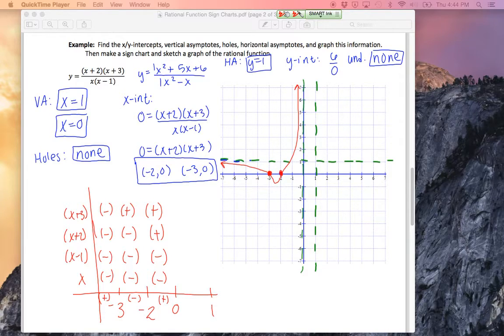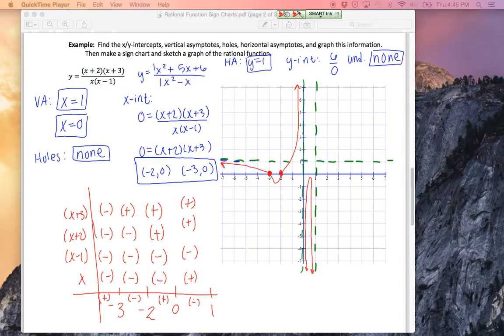Now between 0 and 1, if I use a half, a half plus 3 is positive, a half plus 2 is positive, a half minus 1 is negative, and a half is positive. So positive, positive, negative, positive gives you a negative. So this is what your graph is going to look like. It's not going to cross over the x-axis because there's not an extra x-intercept there, so it's going to stop at the x-axis and come back down.